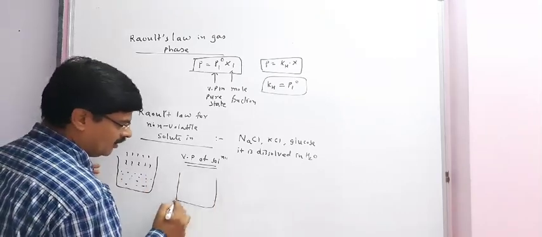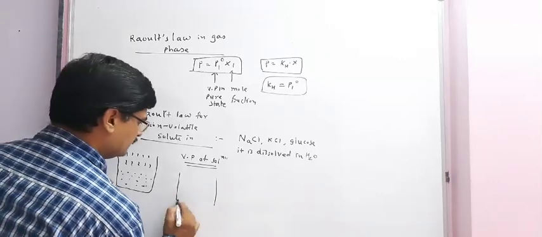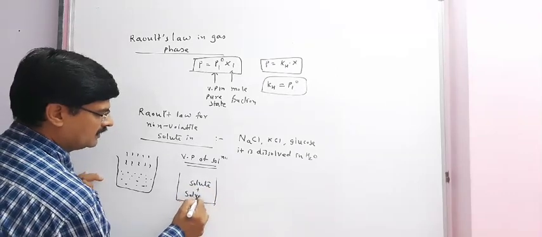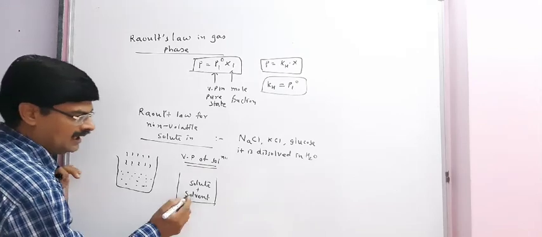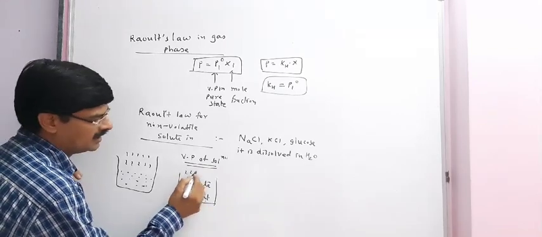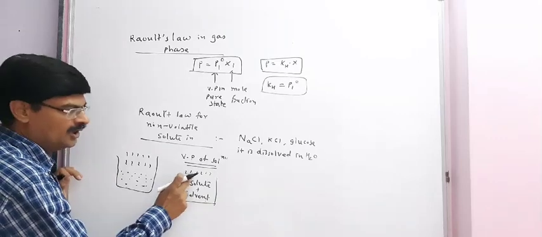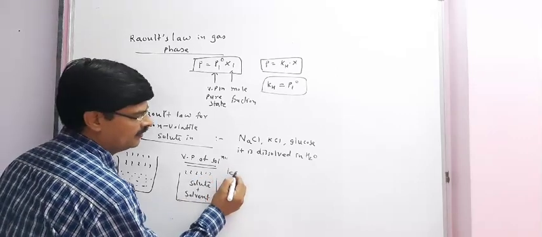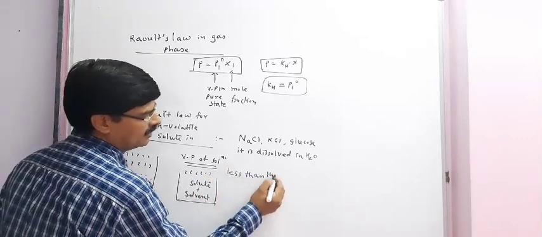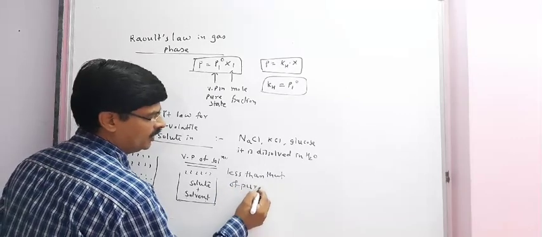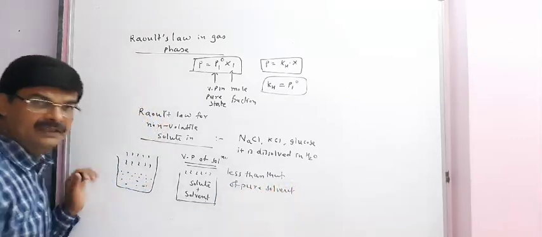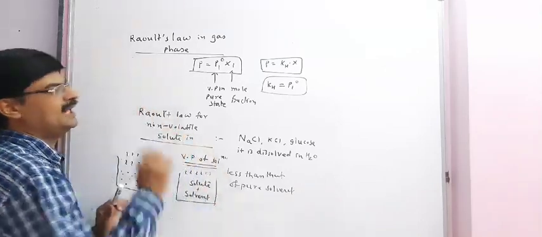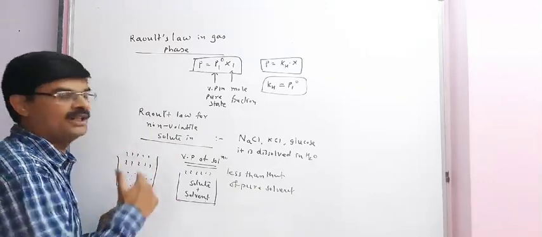But in the second container or second vessel or second beaker, take solute and solvent. So less solvent molecules will convert into vapors, and because of that the vapor pressure observed by the solution will always be less than that of pure solvent. In this case, the total pressure will be because only of that volatile component, not because of non-volatile component.